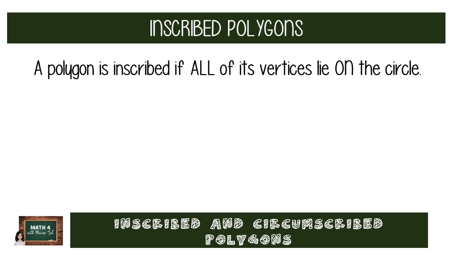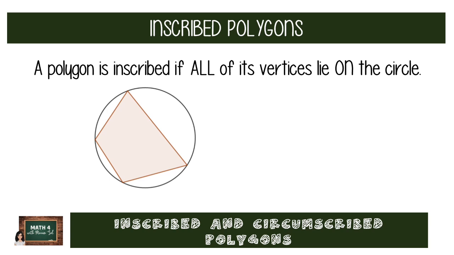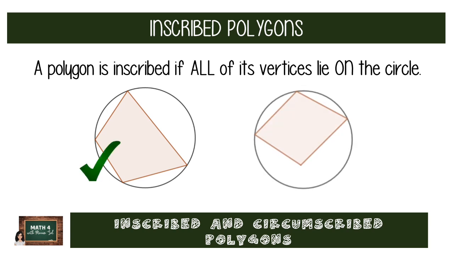A polygon is inscribed if all of its vertices lie on the circle. The first figure is an example of an inscribed polygon, while the second one isn't, because one of its vertices does not lie on the circle.